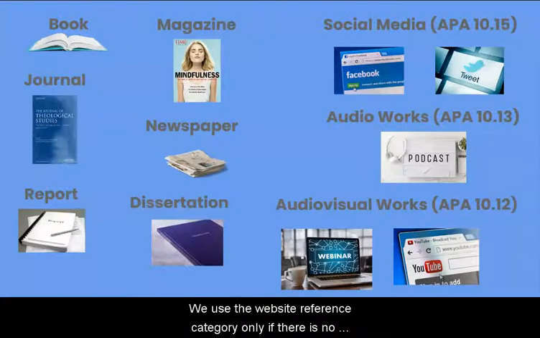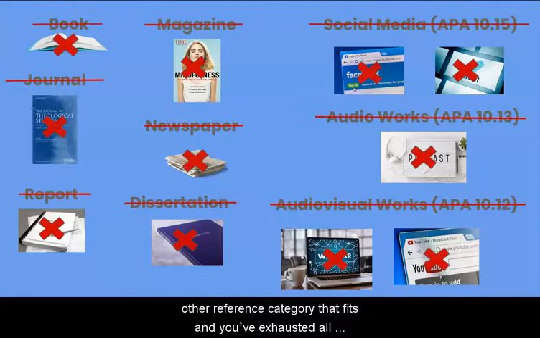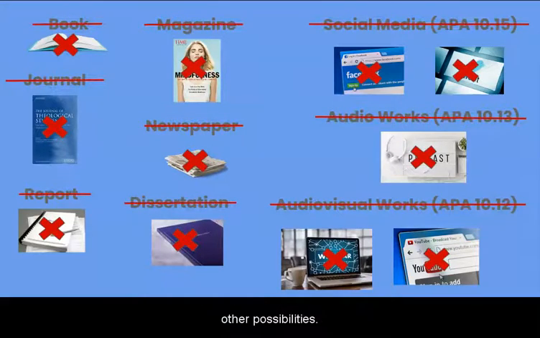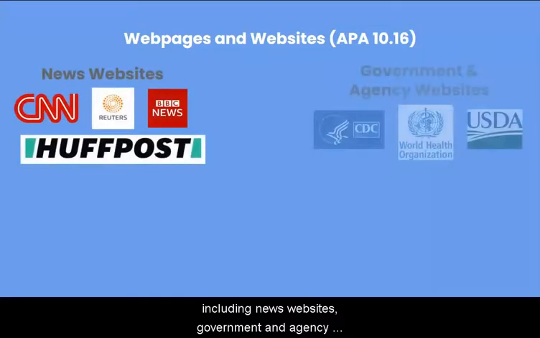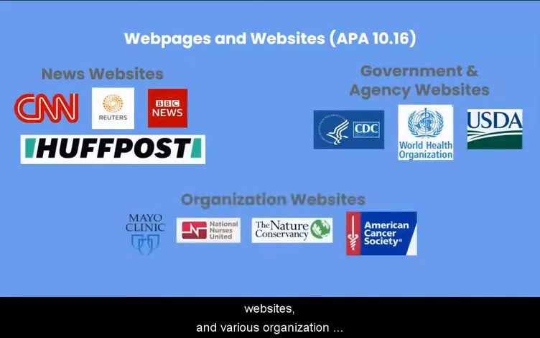We use the website reference category only if there is no other reference category that fits and you've exhausted all other possibilities. There are a number of different websites out there, including news websites, government and agency websites, and various organization websites. If you're not sure if what you're looking at is a website or some other type of work, Wikipedia is a very good source for that information.